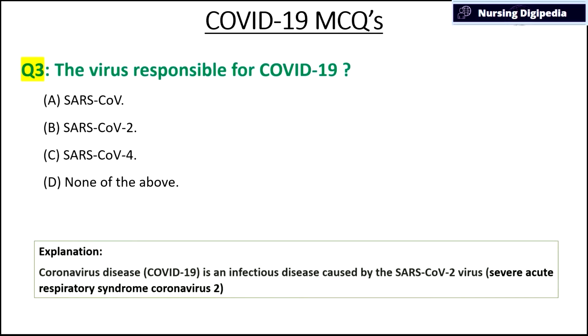Question 3. The virus responsible for COVID-19: A. SARS-CoV, B. SARS-CoV-2, C. SARS-CoV-4, D. None of the above. And the answer is B. Coronavirus disease is an infectious disease caused by SARS-CoV-2, also known as severe acute respiratory syndrome coronavirus 2.